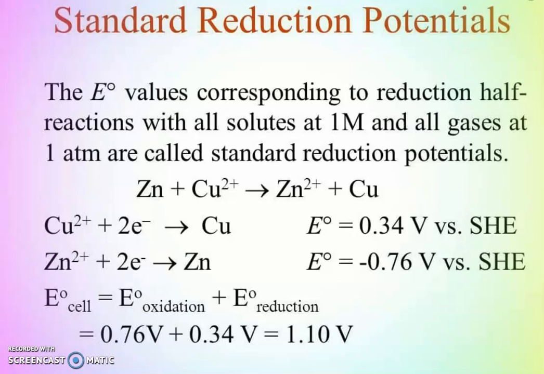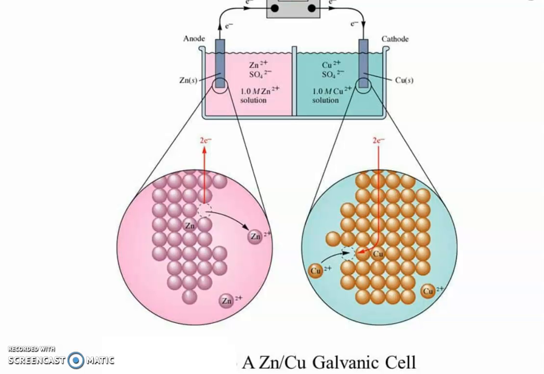So I repeat, E0 values correspond to reduction half reactions with all solutes at 1 M and all gases at 1 atm, called standard reduction potential. 1 M and 1 atm, just remember. Now friends, this is the setup of the zinc-copper galvanic cell. You can see here Cu2+ and sulfate 2-, Zn2+ and sulfate 2-. These two are solutions. This is a 1.0 M solution. Here is also a 0.1 M standard solution. So one is the cathode, another is the anode.